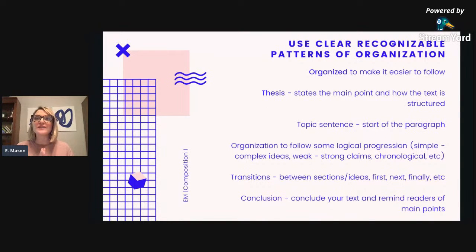So using clear, recognizable patterns of organization. If your paper is organized, it makes it so much easier to follow. If you talk about one thing here and then something else later, and then, oh wait, go back to that first point, it's very confusing. So don't do that. Your thesis statement states the main point and it tells how the text is structured.